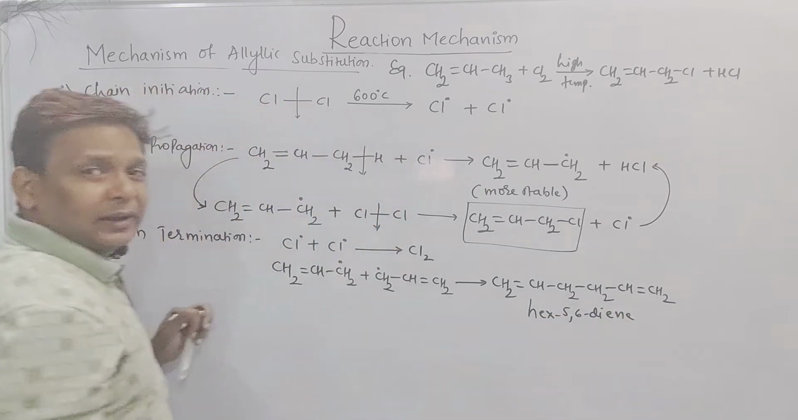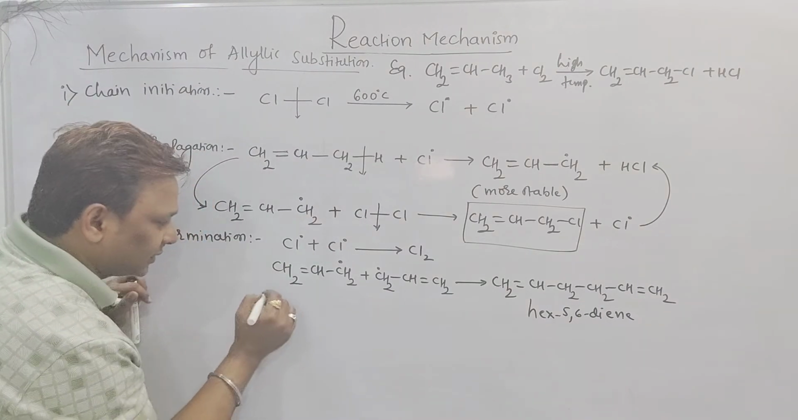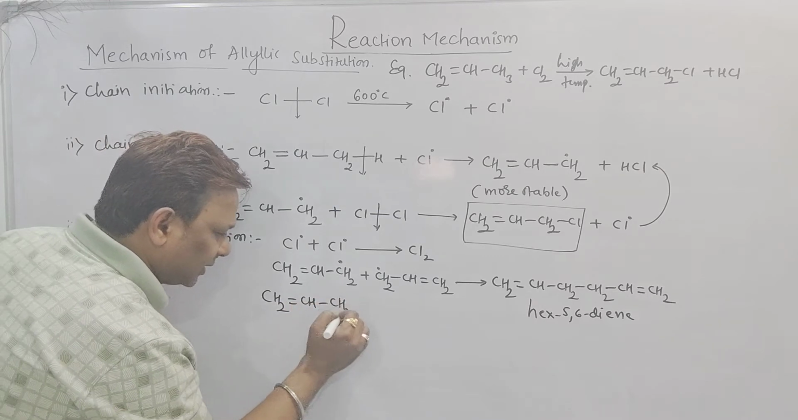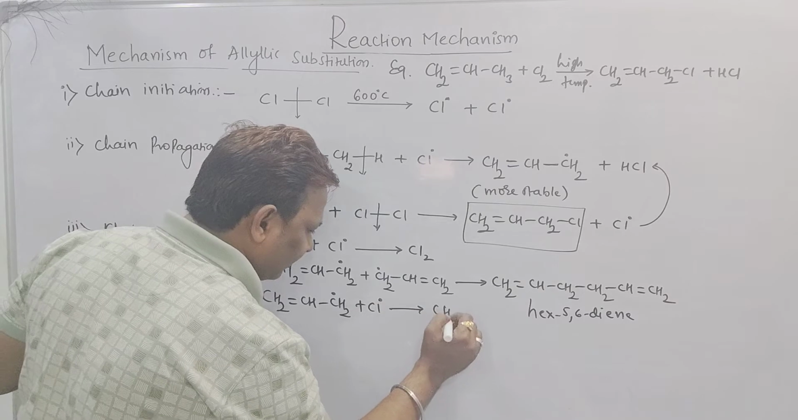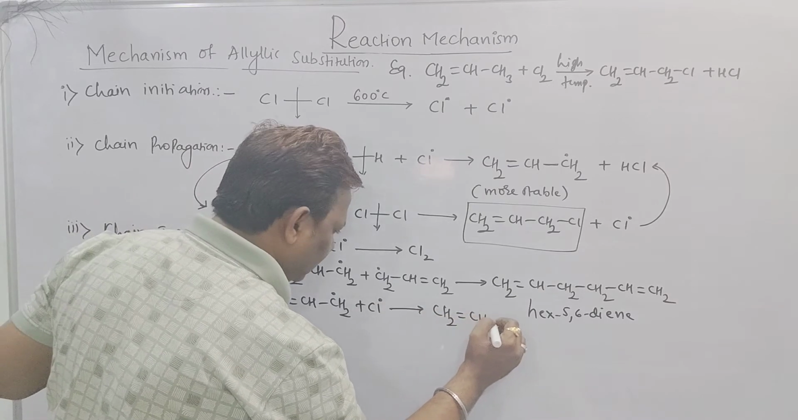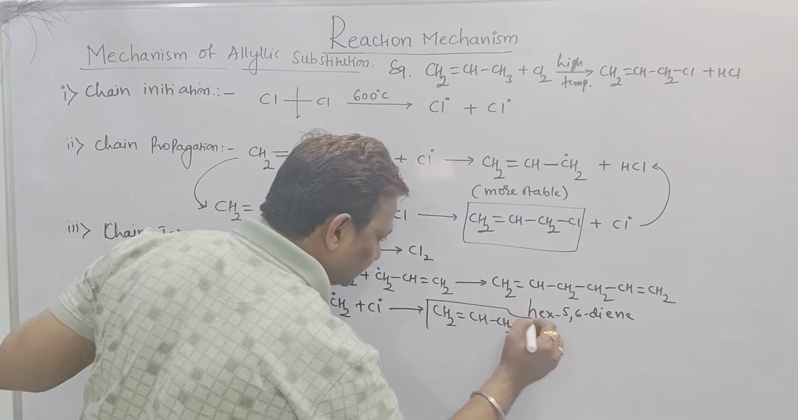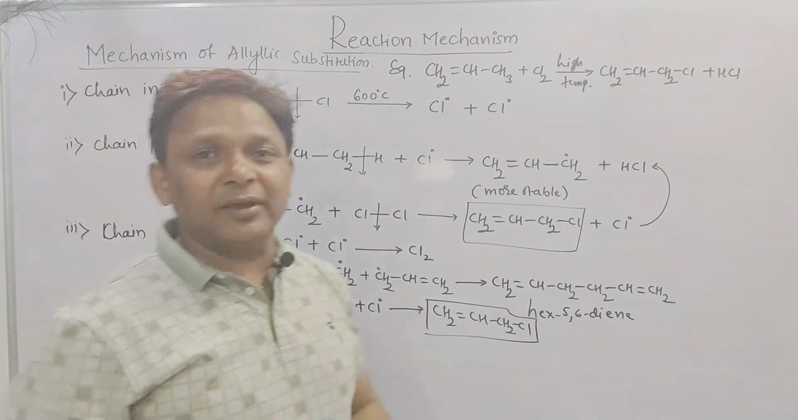One of the products I got. And the third one, beta, these two combine with each other: CH2 double bond, CH single bond, CH2 radical, all combining with Cl radical. We got this here as a major product, right? So this is the mechanism of allylic substitution, whatever we have seen.